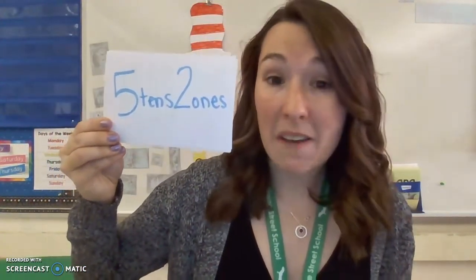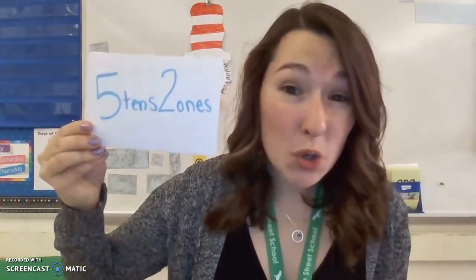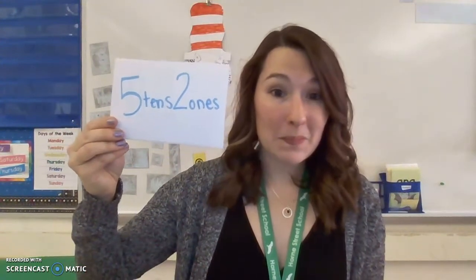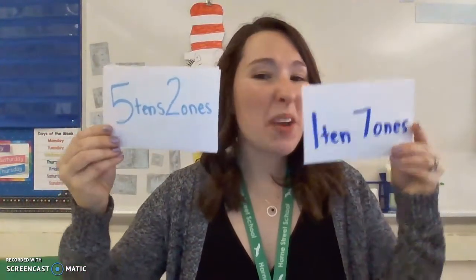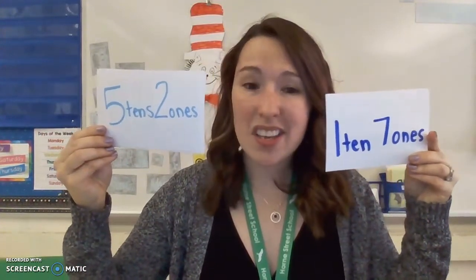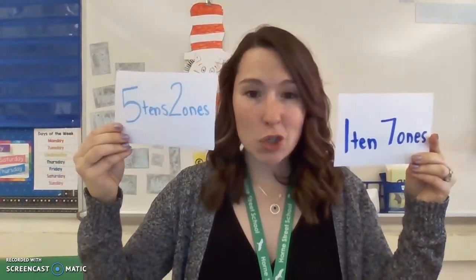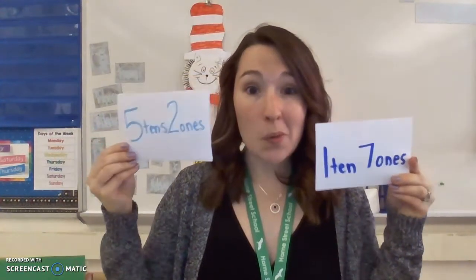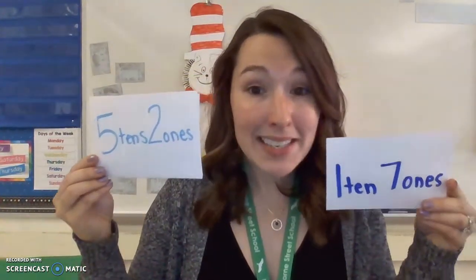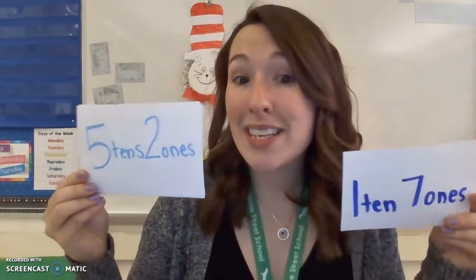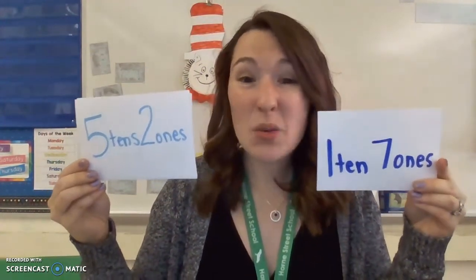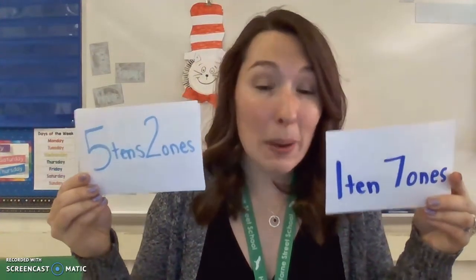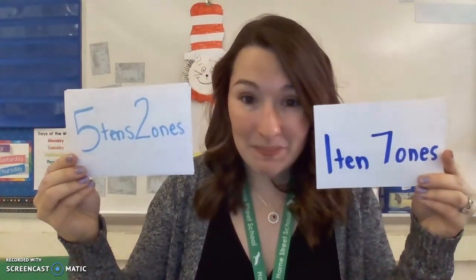Okay, our next number, write a number that has 5 tens and 2 ones. So let's take a look at those last two numbers. We had 1 ten and 7 ones and 5 tens and 2 ones. Look, these numbers are written in the say ten way. Because notice these ones tell us exactly how many tens and ones, but they don't actually tell us the two-digit number by name.